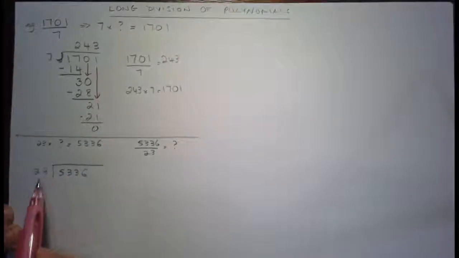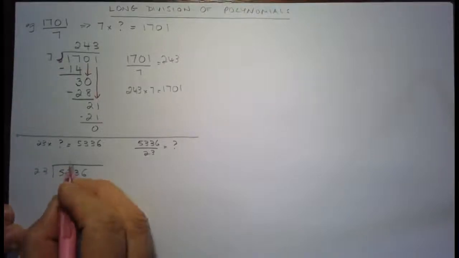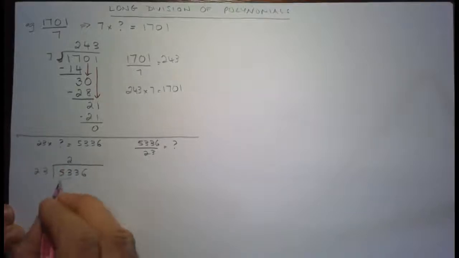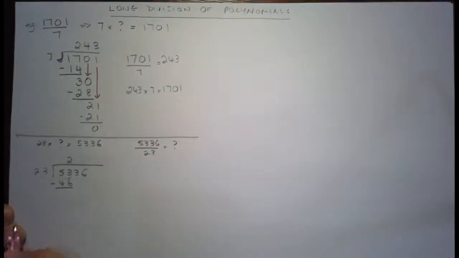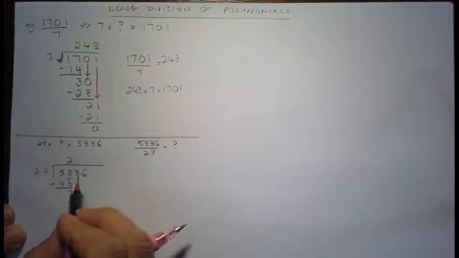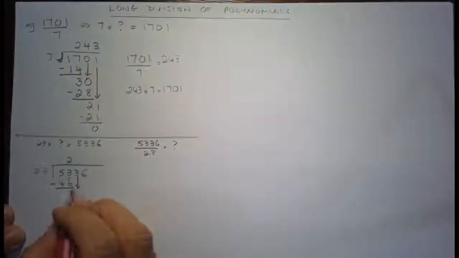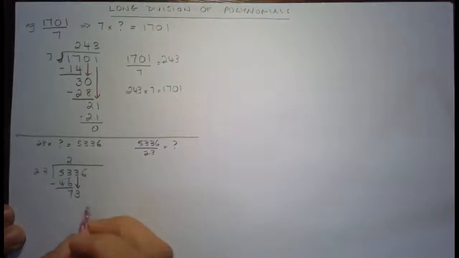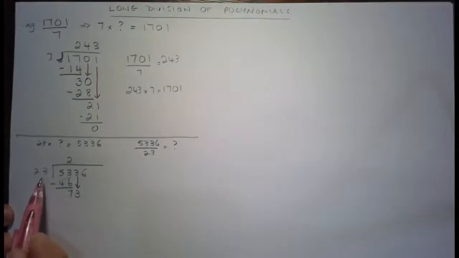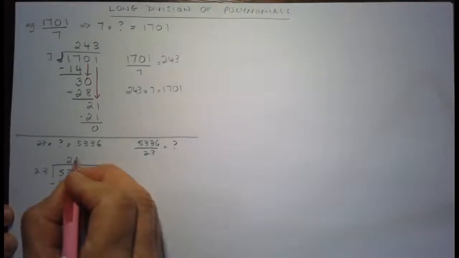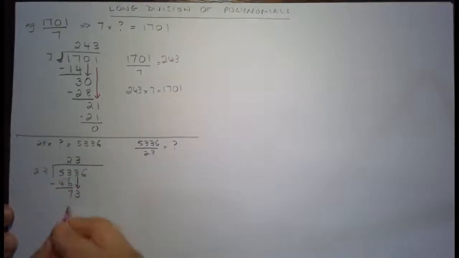So just as we did before, I'm going to first think about how many lots of 23 will go into 53. Well, twice. So 2 times 23 is 46. And if I take that away, I'm going to find out what I've got left over, which is 7. So now I'm going to bring my next value down. And I've got 73. How many times will 23 go into 73? Well, that's going to be 3 times, because 23 times 3 is 69. So if I take that away, that leaves me with 4.